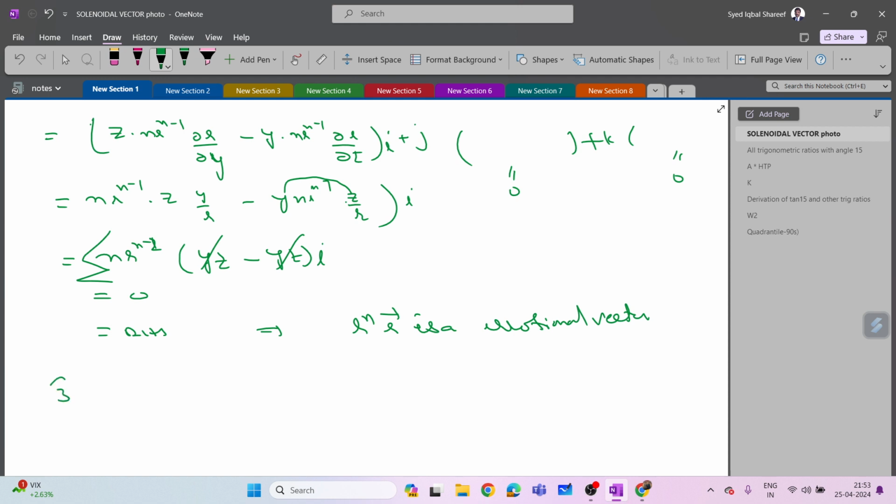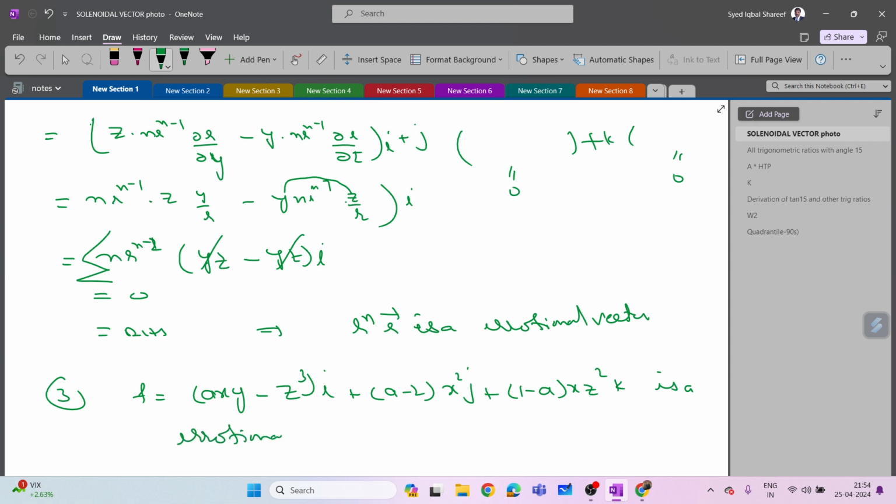See one more problem. If f equals (axy minus z cubed) i plus (a minus 2) x squared j plus (1 minus a) x z squared k is an irrotational vector, find a. Find the value of a.